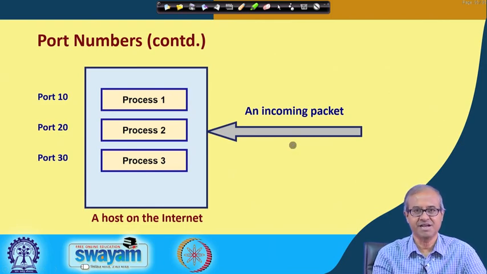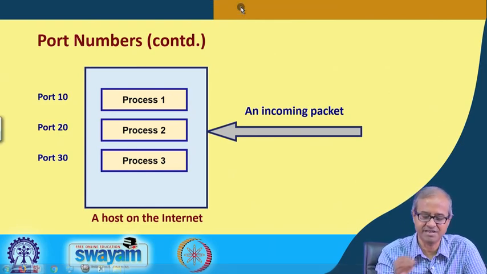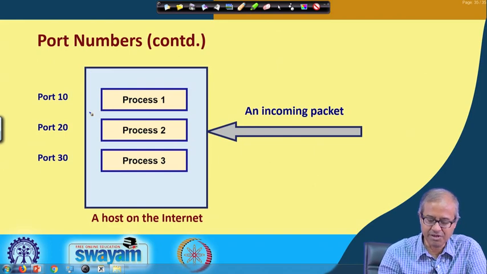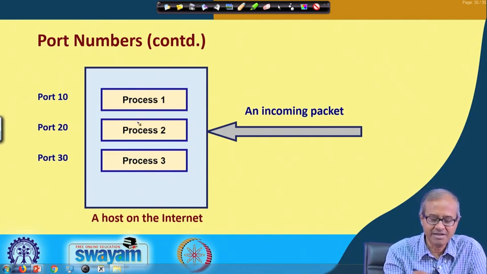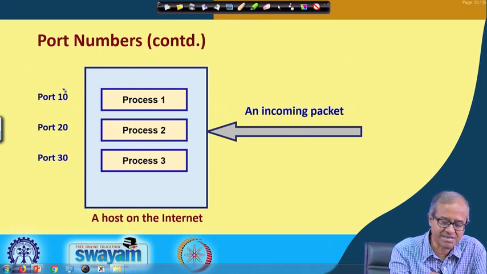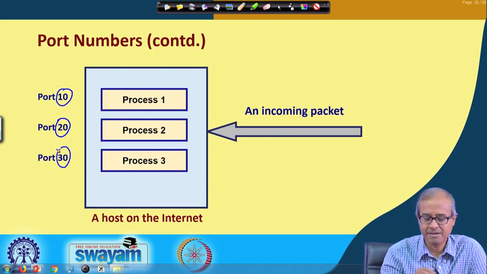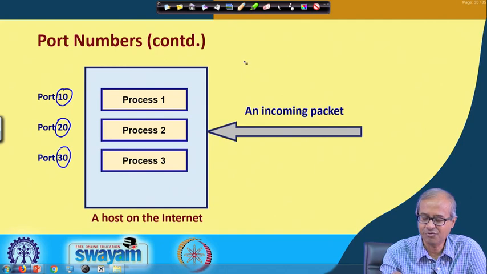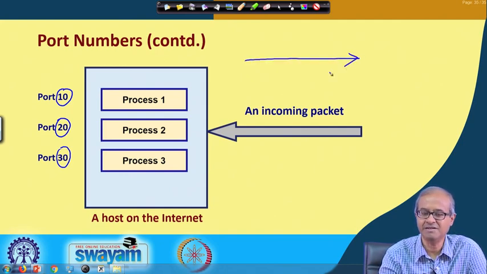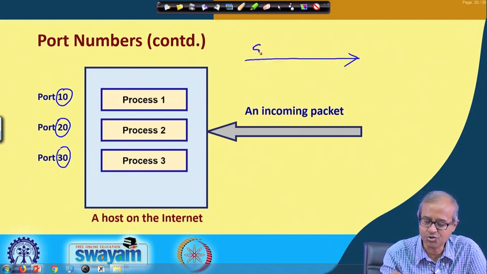So, as this diagram shows, diagrammatically we are illustrating the same thing. Suppose on a particular computer there are 3 running processes, and when they are communicating over the internet, over the network, they will be assigned some port numbers. Let us say port numbers 10, 20 and 30. So, when process 1 is sending out some data packet, it will specify the source port number is 10.